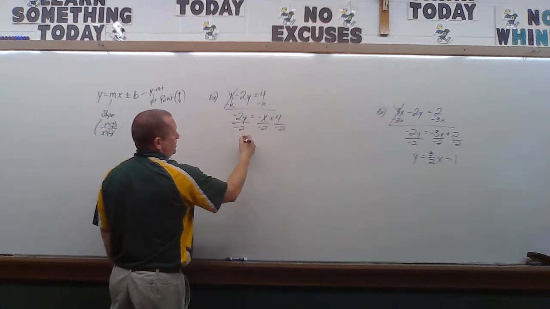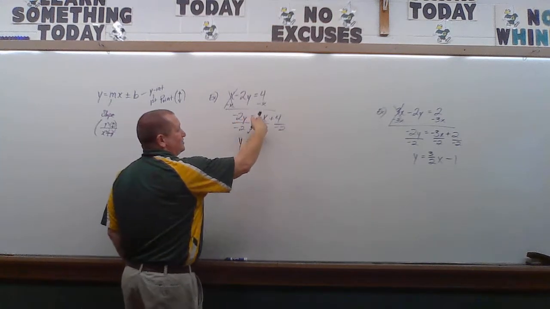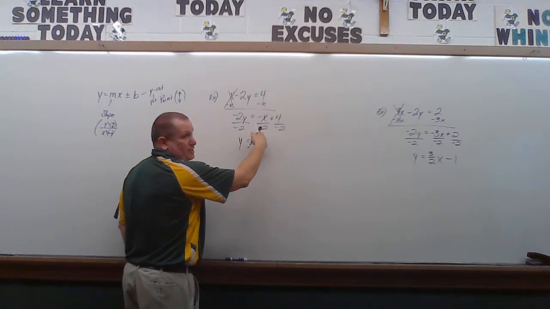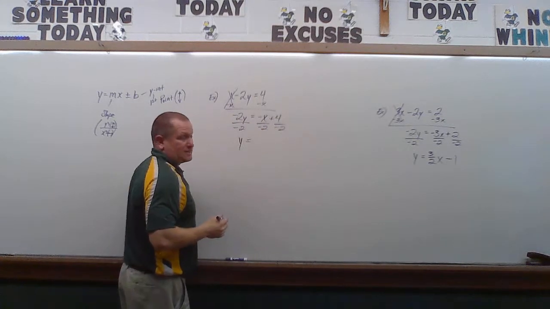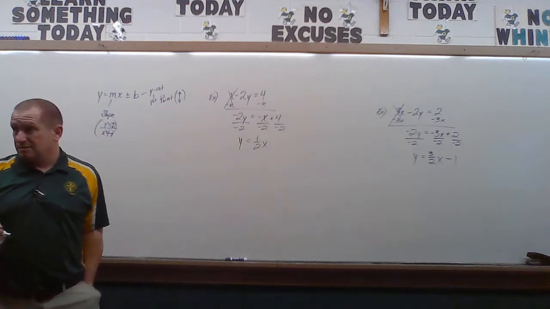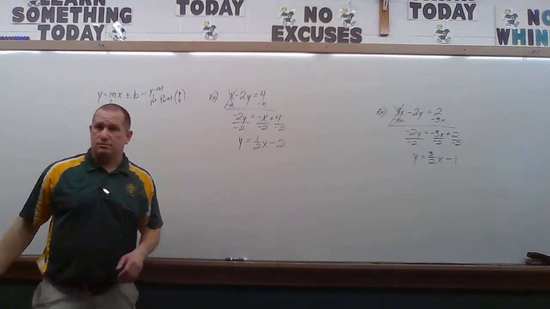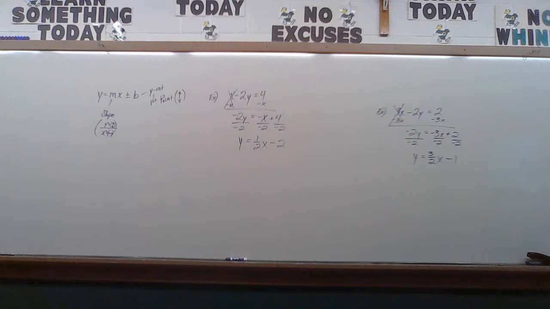A negative 2 divided by negative 2 gets me a positive, because 2 negatives make a positive, right? 2 negatives again make another positive. But what's the fraction in front of x? Positive 1/2 x. And then over here, what do I get? Negative 2. Plus.